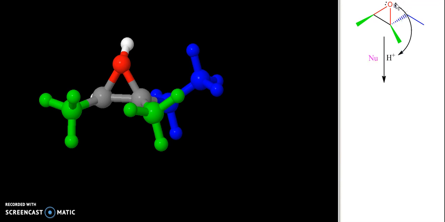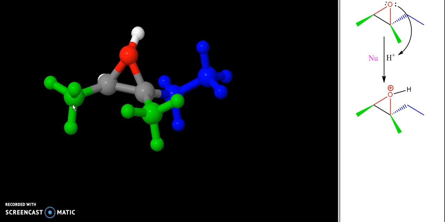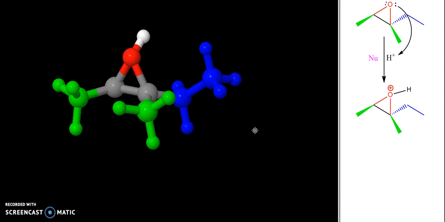So the lone pair of electrons on that oxygen react with that H+, giving us our protonated epoxide. Now we can look at a three-dimensional model of what that protonated epoxide will look like, and I've drawn that over here. And what you'll notice is I've color-coded my groups to make it easier to keep track of things. So my methyls are green, my ethyl is blue, and so on.